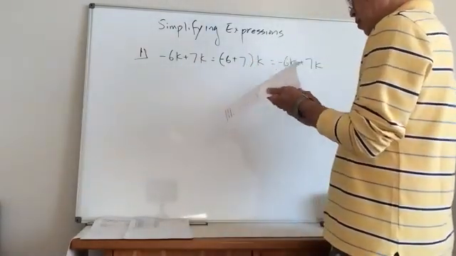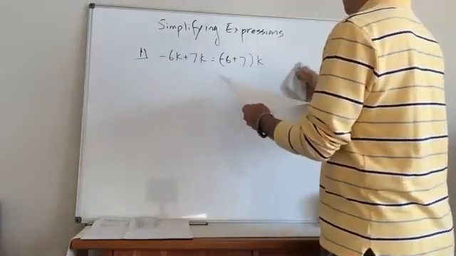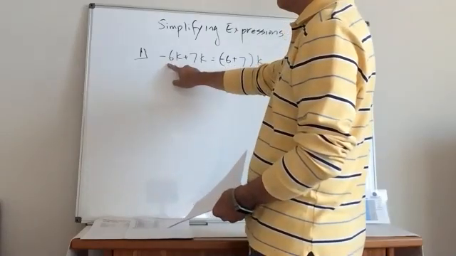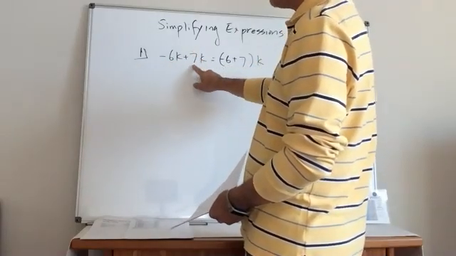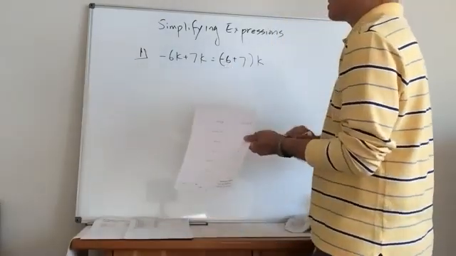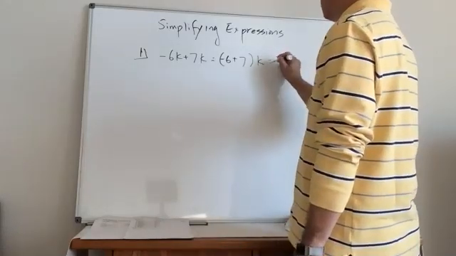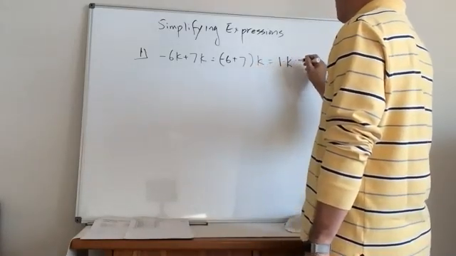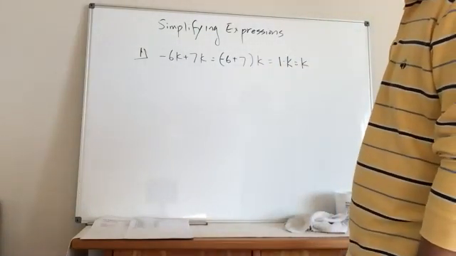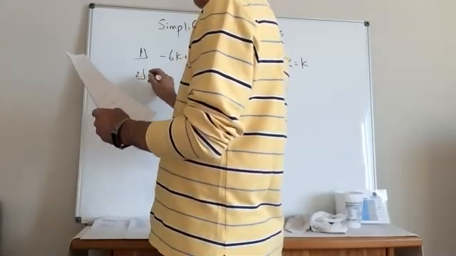Not that you have to do it this way, but this is the way you should think about it. I have negative 6 k's here, and I have 7 k's here, so I'm going to add those two together. So negative 6 plus 7 is 1. I have 1 times k, which is the same as k.